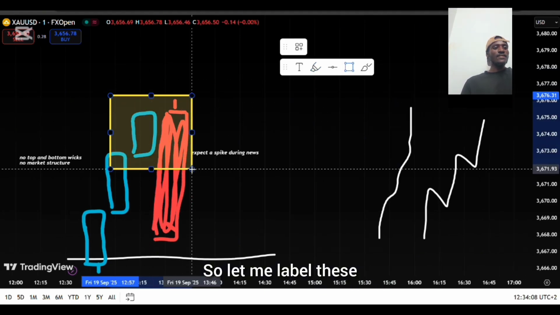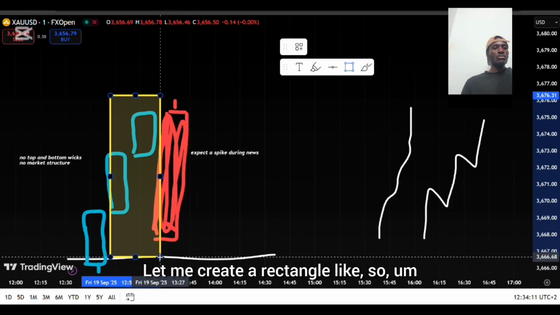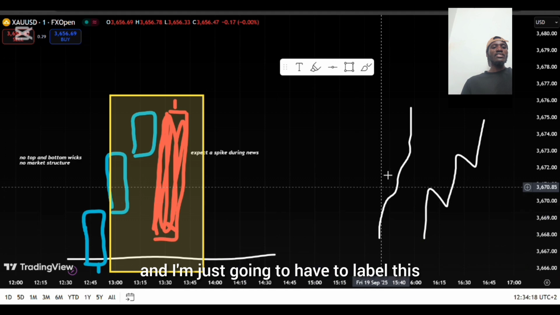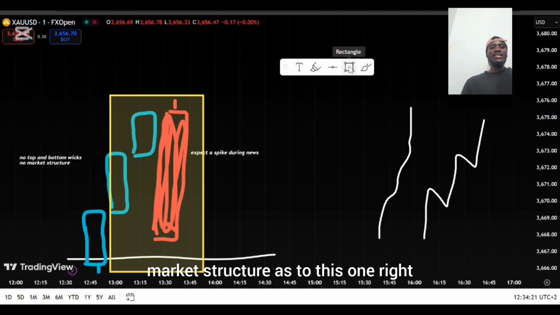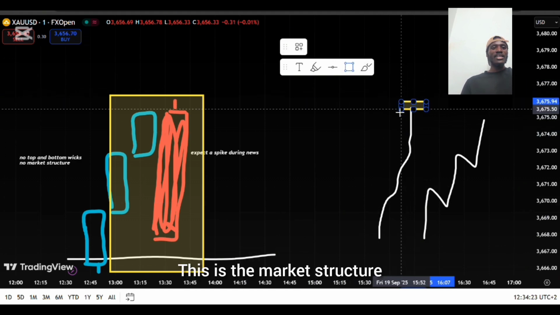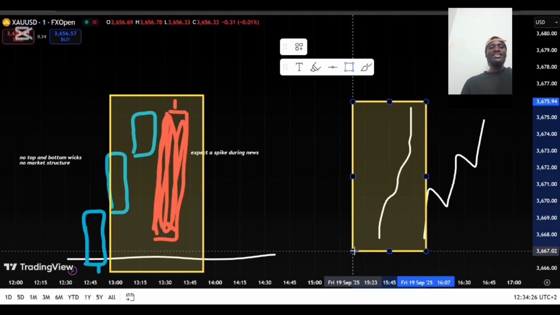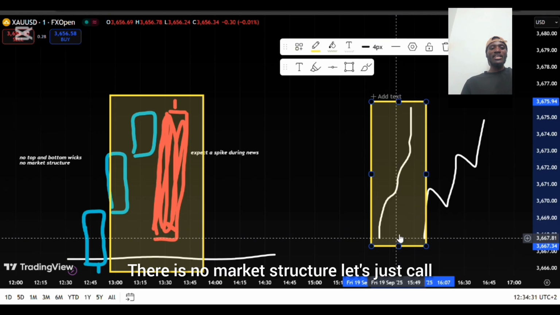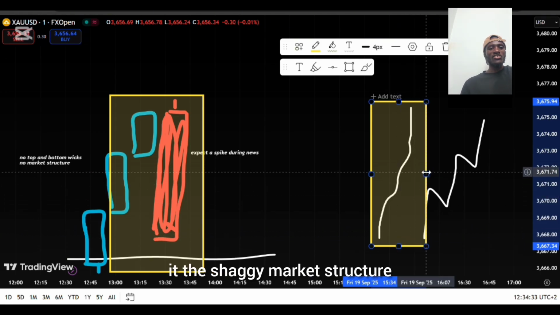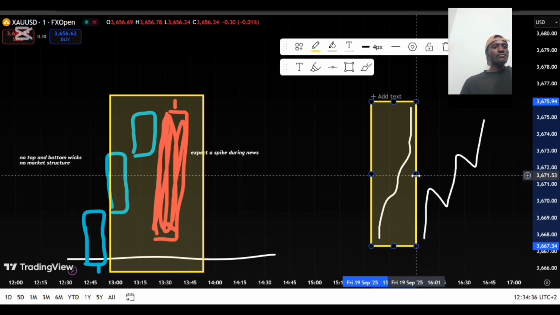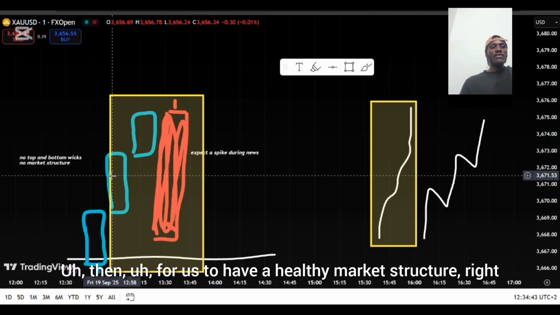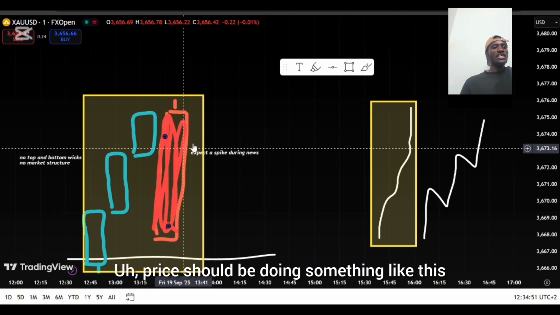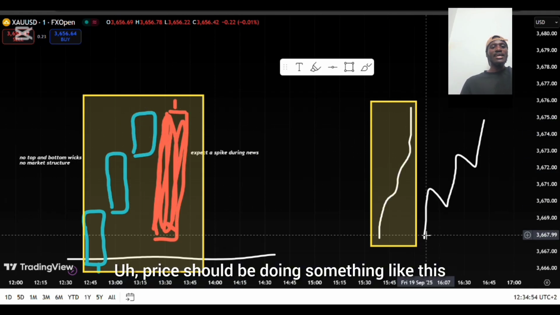So let me label this. Let me create a rectangle like so. That is my rectangle, and I'm just going to label this market structure. This is the market structure which is not healthy, right? There is no market structure right there. Let's just call it the shaggy market structure. Then for us to have a healthy market structure, price should be doing something like this.